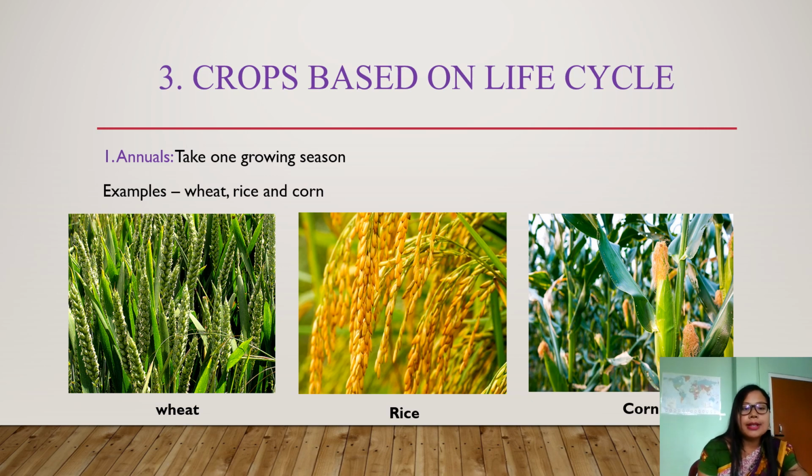First we'll discuss annuals. Annuals take one growing season to complete their life cycle. Annual simply means it occurs once every year, isn't it? Some examples of annuals are wheat, rice, and corn.